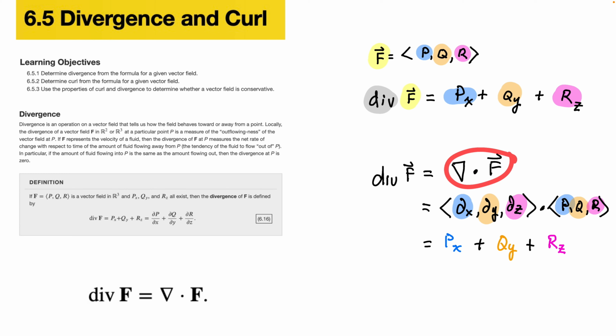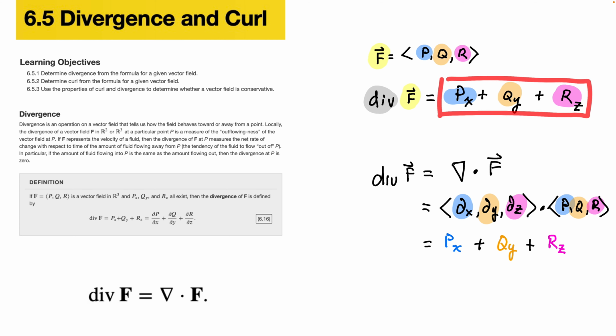And then this notation is nice because the dot product is also called the scalar product, and that's helpful in reminding us that the divergence operator produces a scalar quantity. Fantastic.